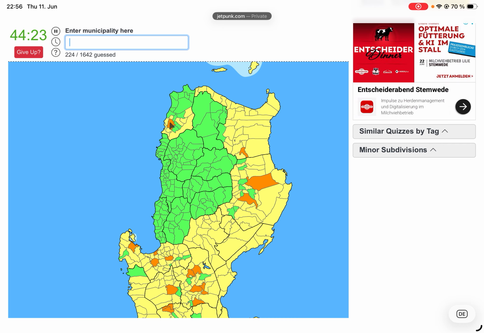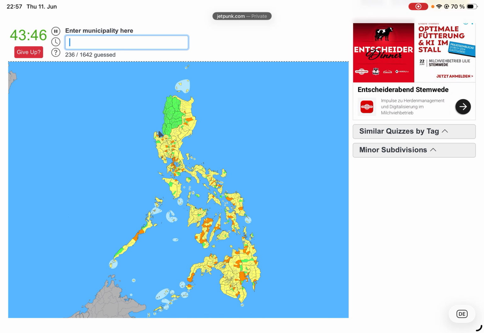Then you have here the component city of Batac. Then we have San Nicolas. We have Pawai. This should be Currimao. Then we have Pinili, Badoc, Nueva Era. This is Dingras, Solsona, and Carasi. So that makes the northern part of the region.